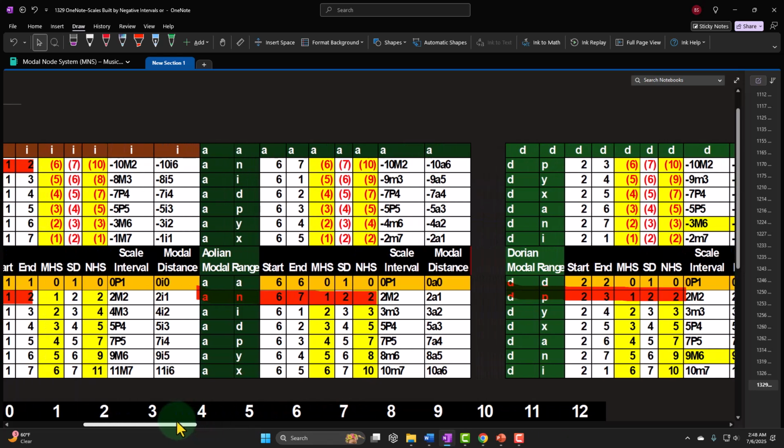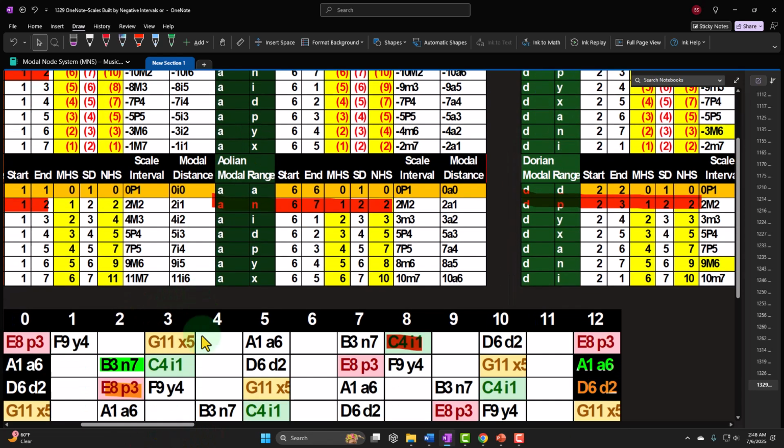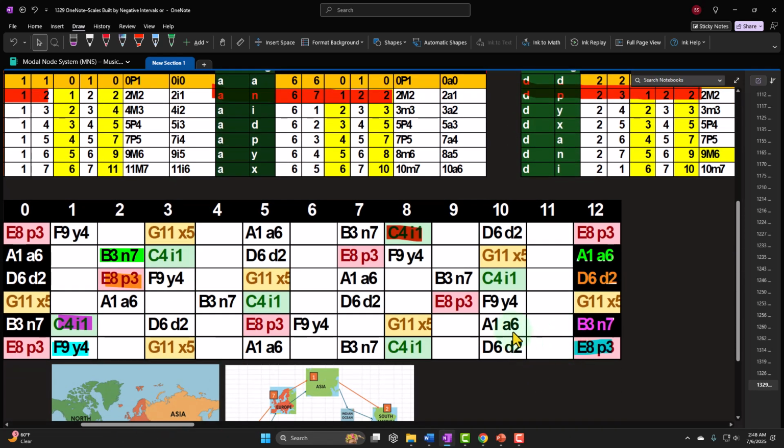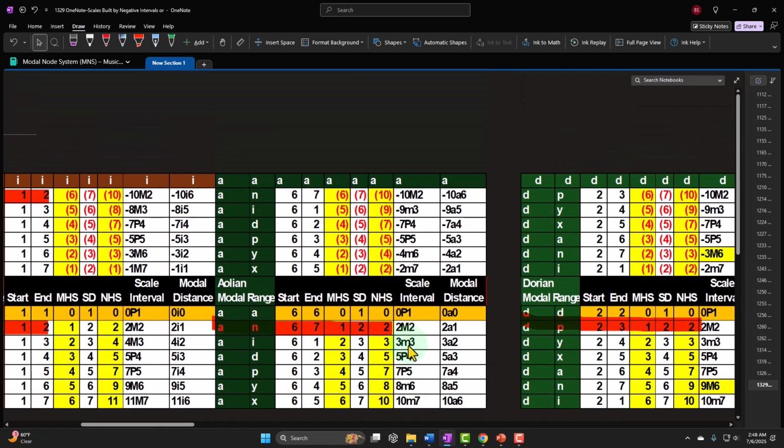Let's see that on the map. Back from Locrian, 1, 2, 3, 4, 5, 6 modal half steps back, total distance 1, 2, 3, 4, 5, 6, 7, 8, 9, 10, 11. Going forward would be 1 modal half step going forward. Second scale degree, if I make that the 1, it's going to be 1 note forward. Okay, so there it is.